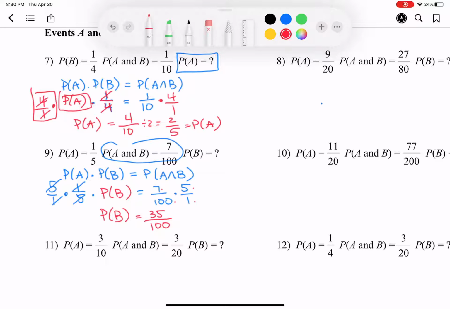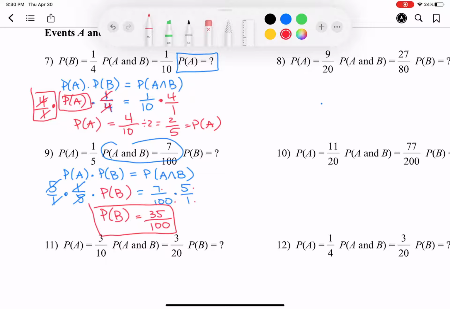Okay, so did I do that right? 5 times 7 is 35. Yeah, it should be fine. Yay. Why do I feel like I did this one wrong? Oh, because I could simplify.